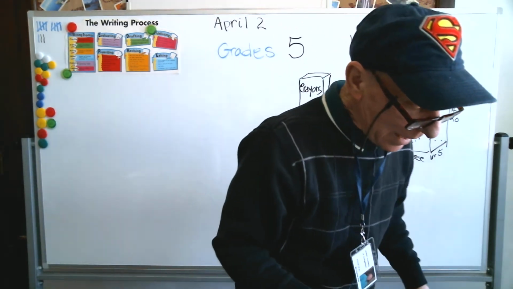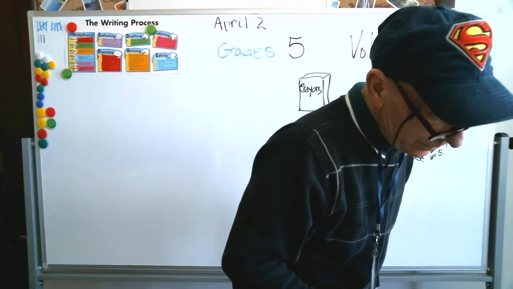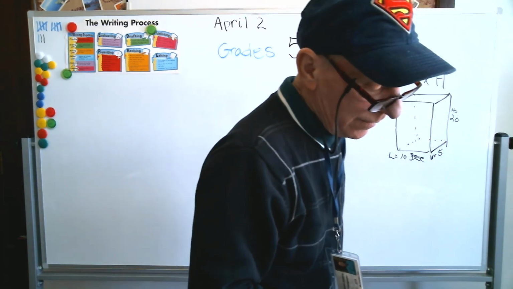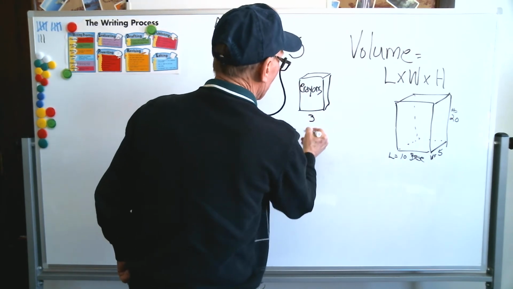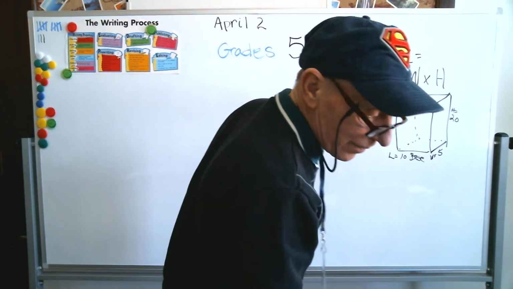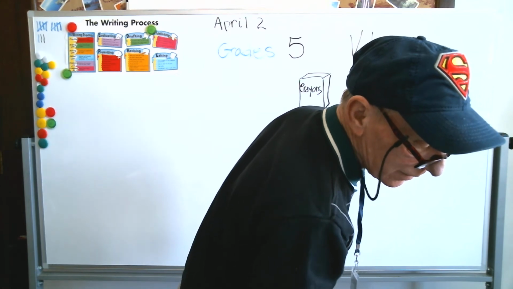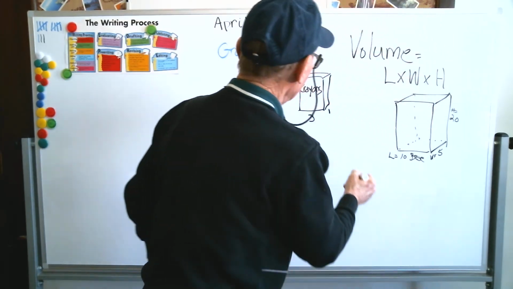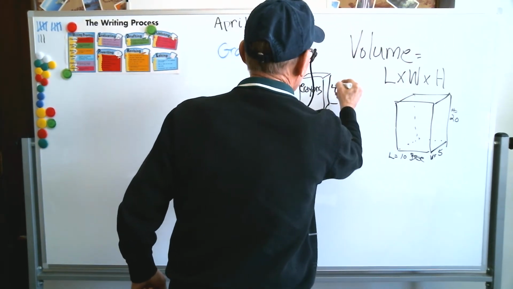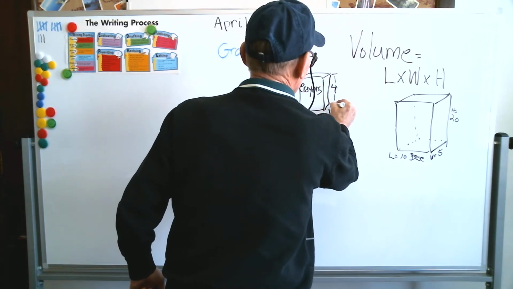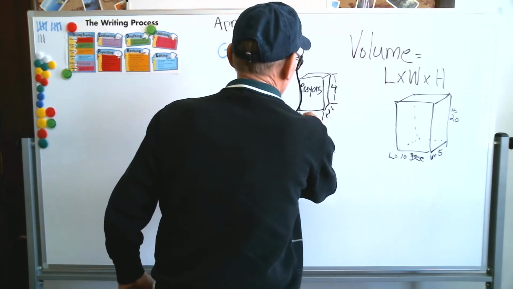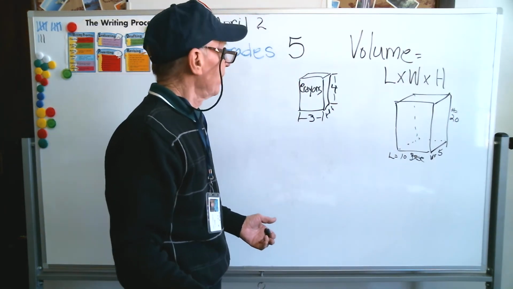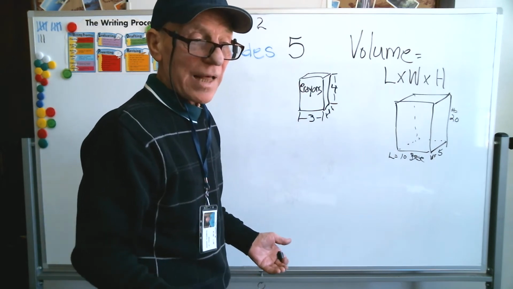And that box of crayons has a length of 3 inches, a width of 4 inches, and a height. So it's 3 inches this way, and it's 1 inch this way, and it's 4 inches this way. Okay, so there's a box of crayons. What's the volume of that box?